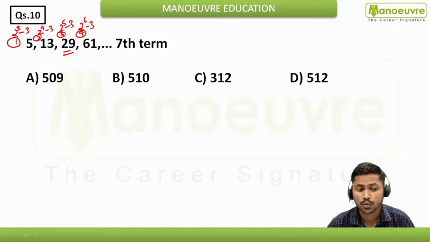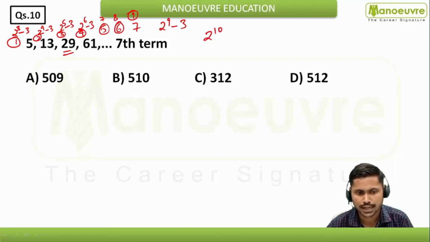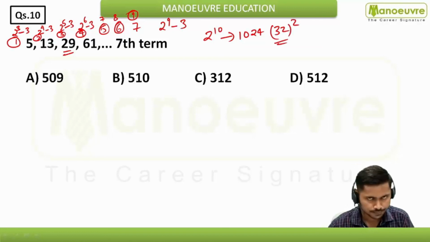Now this is the first term, this is the second term, this is the third term, this is the fourth term. We need to find out the seventh term. So fourth, fifth, sixth and seventh. The power here is 6, here it will be 7, here 8, here 9. So we have to find out 2 to the power 9 minus 3. You know the value of 2 to the power 10 is nothing but 1024, which is nothing but the square of 32 as well, right?